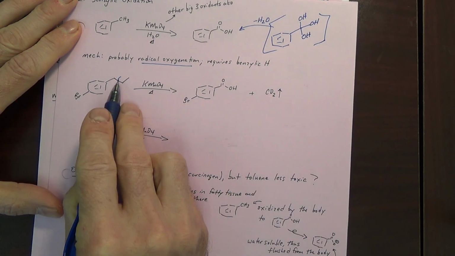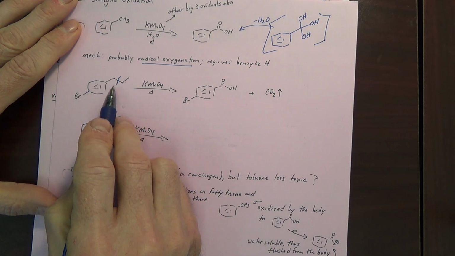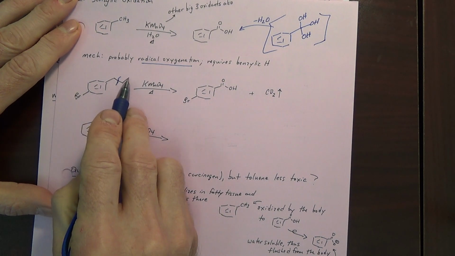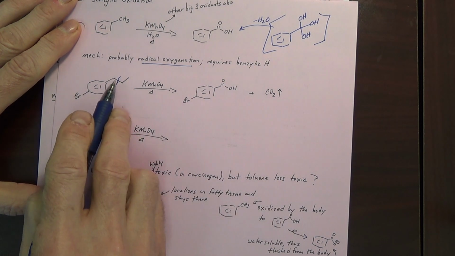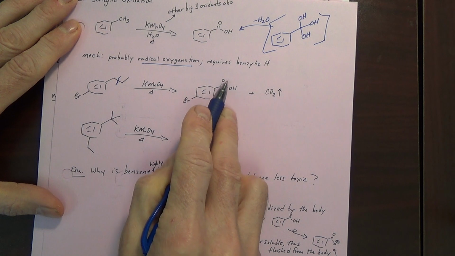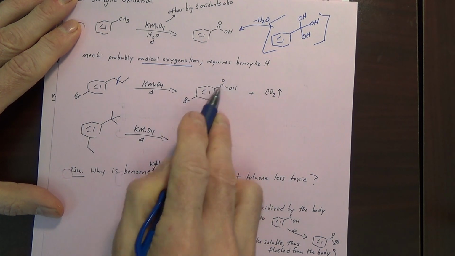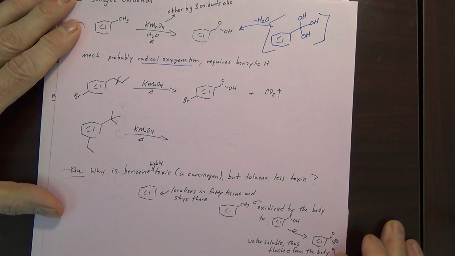And that becomes a very interesting reaction. This could be 3 carbons or maybe 20, and they would all be cleaved off and you would just be left with 1 carbon, benzoic acid. Very neat reaction.